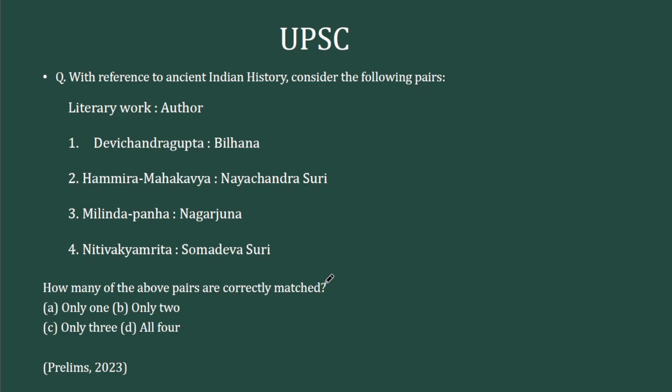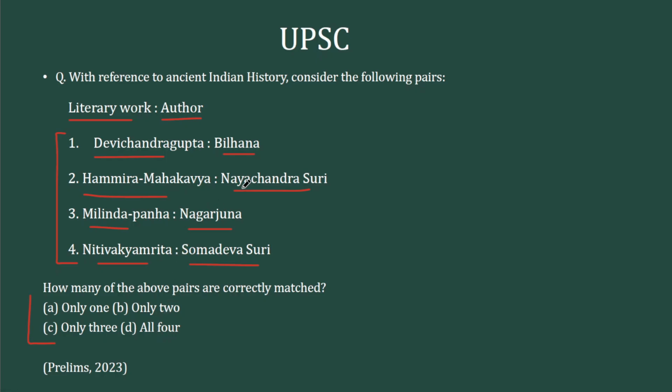Let's go to the first question. With reference to ancient Indian history, consider the following pairs. So you have four pairs here. The first part is literary work and the second part is authors. The first option, Devi Chandragupta, marked against Bilhana; Hammira Mahakavya against Naya Chandra Suri; Milinda Panha against Nagarjuna; Nidhi Vakyamrita by Somadeva Suri. And we have the new option combination: only 1, only 2, only 3 and all 4.